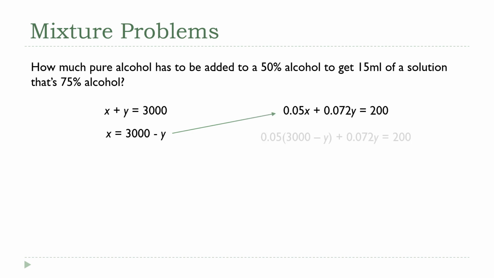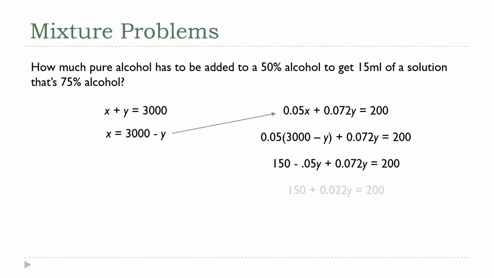That first x becomes 3,000 minus y. And yeah, this is good. It's a little linear equation. One variable, we should be able to solve this for y. So I'm going to start by distributing the 0.05 into the parentheses. 0.05 times 3,000 is 150. That's minus 0.05y. And we still have the plus 0.072y equals 200. Okay, now let's combine the two y terms. Those become 0.022y.